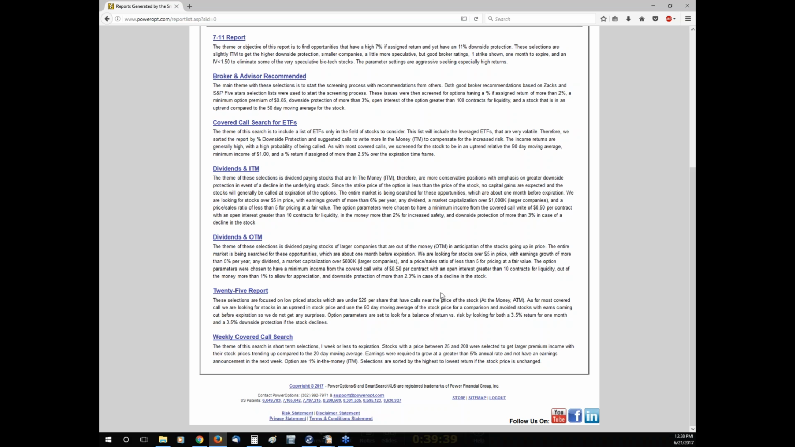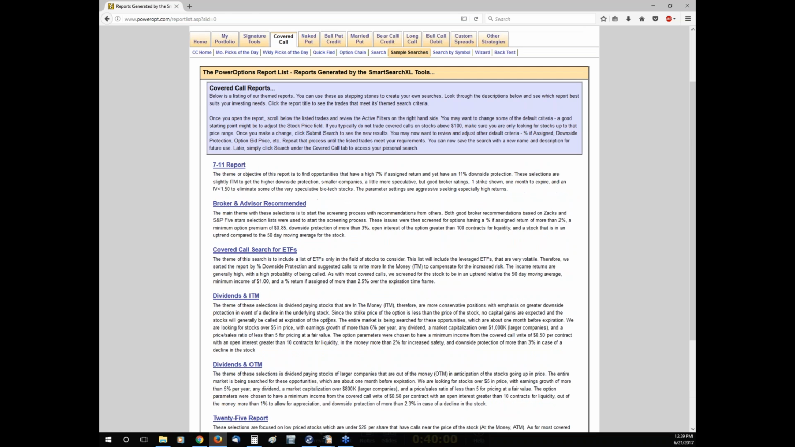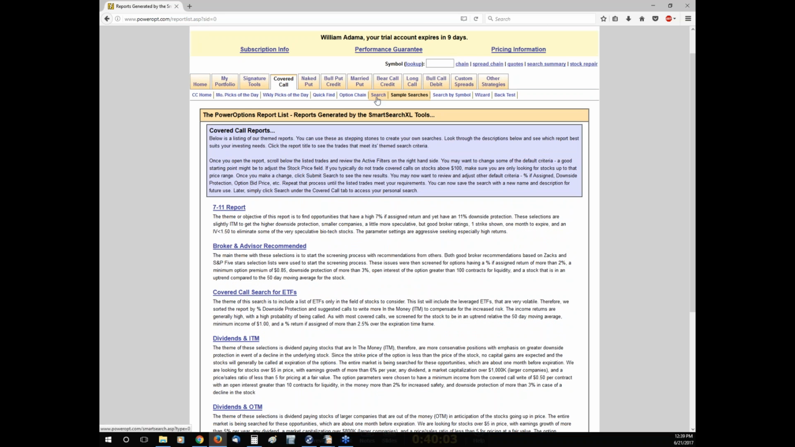If you're in a smaller size portfolio, or maybe you're just starting out with covered calls and you're only allocating a small amount, the 25 report shows you covered calls with stocks under $25 per share. To start out small, build your account. It's a good place to start. And then, of course, if you're only interested in weeklies, you can screen for weeklies at any time. There's also default searches you can use in the search tool to help you get going. But let's say that you have a specific criteria. I'm just going to go to the main search right now.